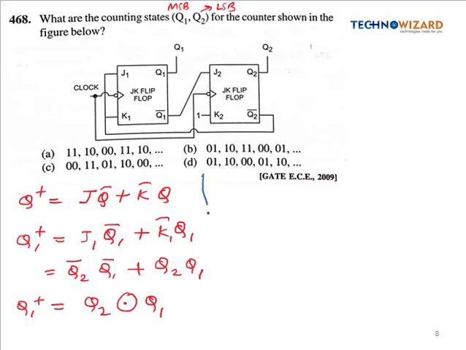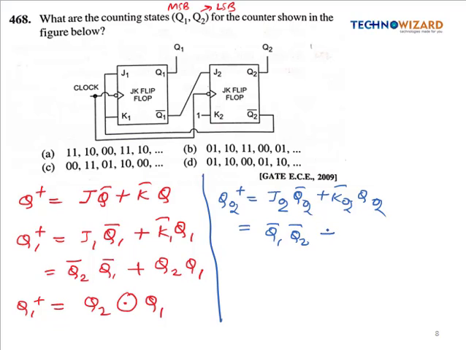Similarly we will obtain the expression for Q2 positive. Q2 positive is equal to J2 Q2 bar plus K2 bar Q2. Now the J2 input is connected to Q1 bar, so this will be Q1 bar times Q2 bar, plus, since the K2 input is connected to 1, 1 bar is 0 and this is Q2. So simply we are getting the value of Q2 positive as Q1 bar and Q2 bar. Now we have obtained the expressions.